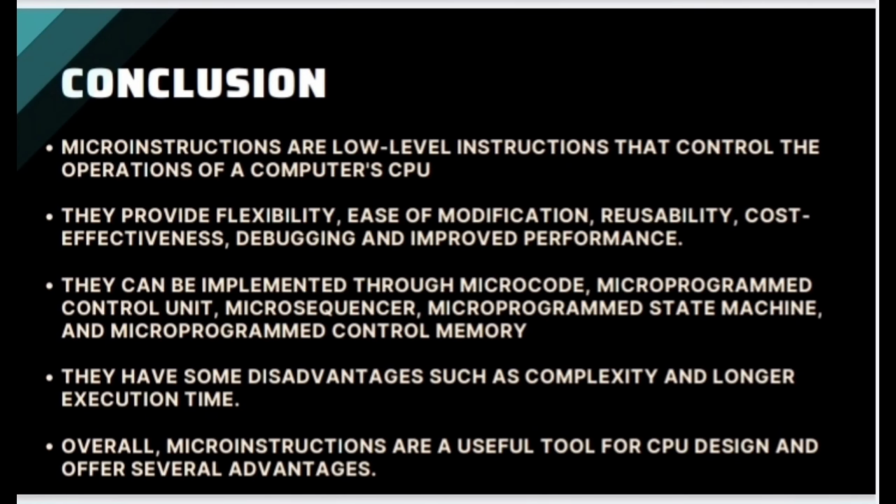The conclusion of the topic is micro instructions are low-level instructions that control the operation of a computer's CPU. They provide flexibility, ease of modification, reusability, cost effectiveness, debugging, and improved performance. They can be implemented through microcode, microprogrammed control unit, micro sequencer, microprogrammed state machine, and microprogrammed control memory. They have some disadvantages such as complexity and longer execution time. Overall, micro instructions are a useful tool for CPU design and have several advantages.